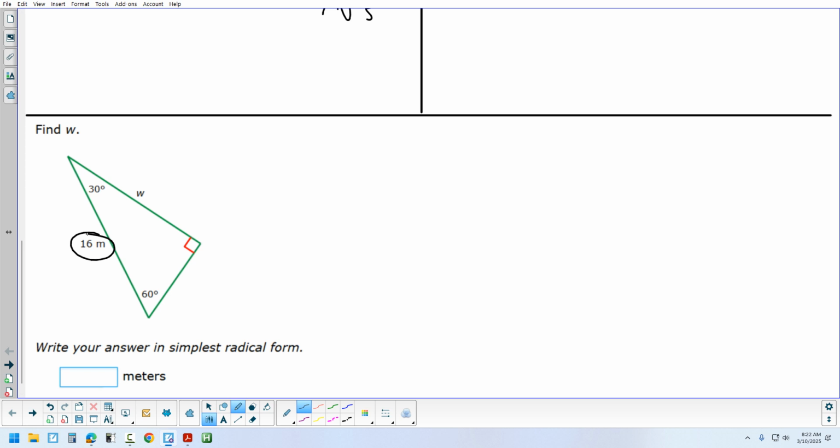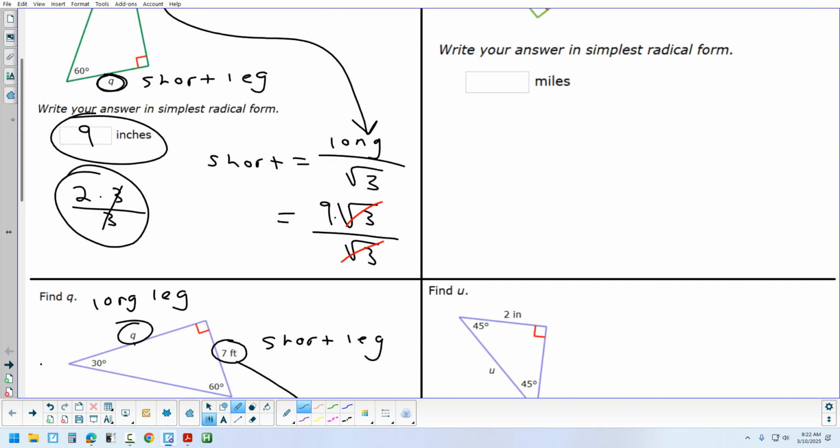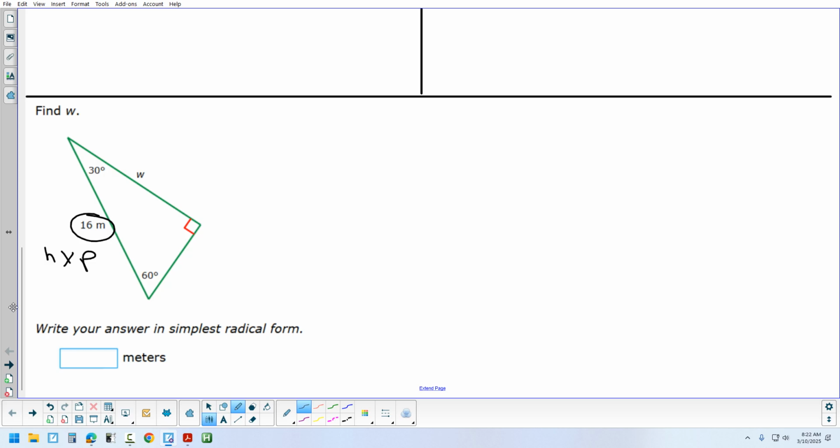Okay. What side is the 16? Long leg, short leg, or hypotenuse? That's hypotenuse, yep. So that's a little different. They've never given us the hypotenuse before. We've always been dealing with the long and the short. Okay, so now they gave us the hypotenuse. How about the W? Long leg, short leg, or hypotenuse? Yeah? The long leg. It's the long leg. So now we've got to see if we can get a formula to find the long leg using the hypotenuse.